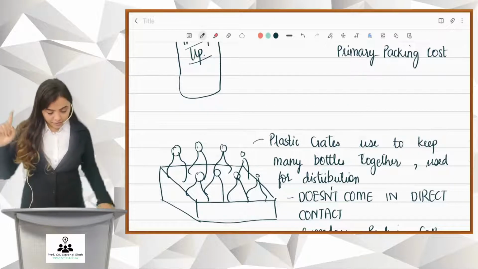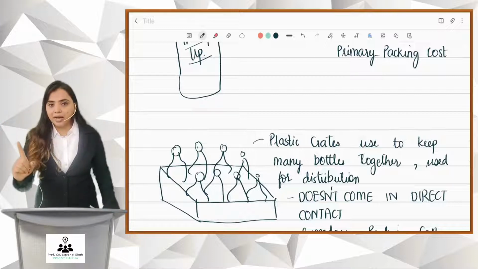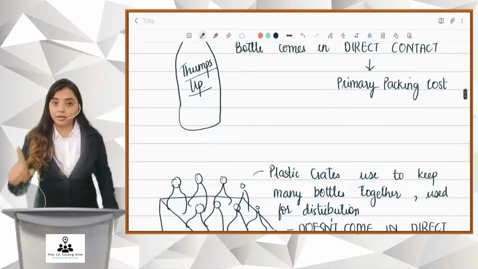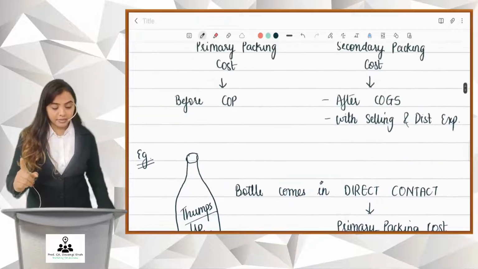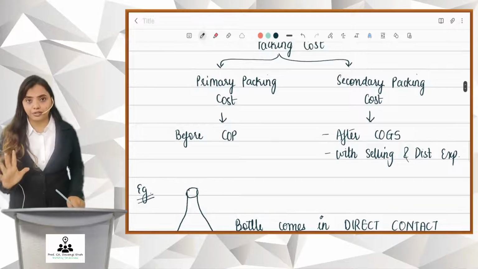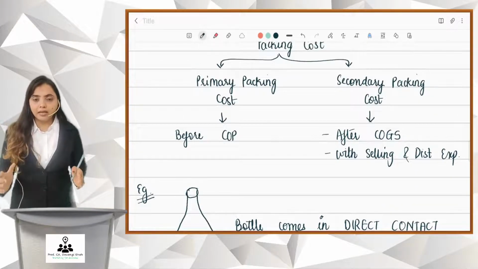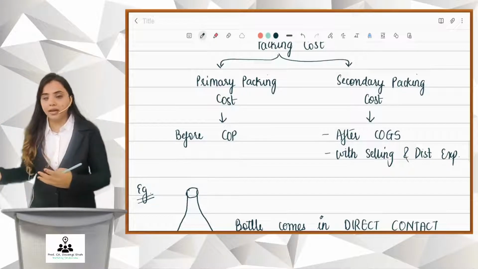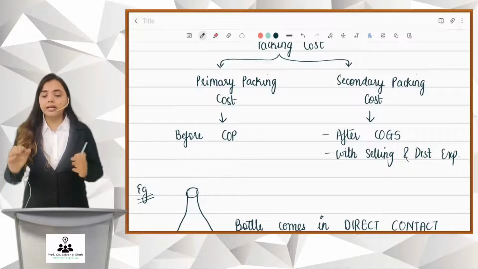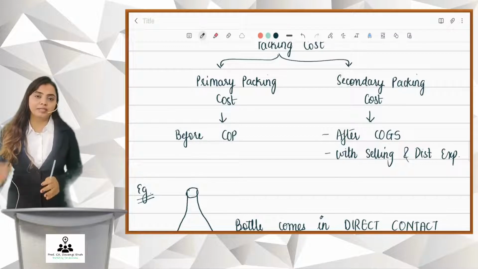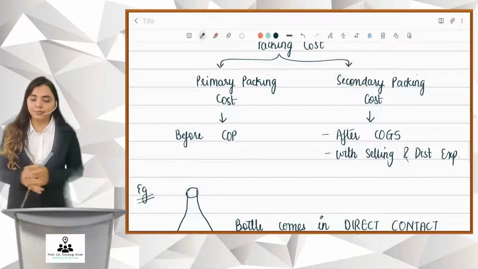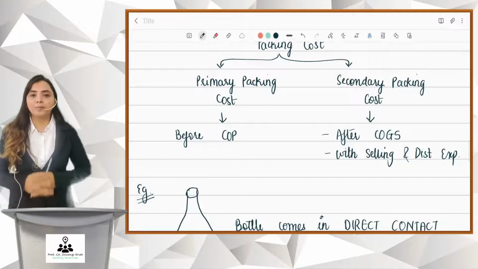Okay, friends, remember this: primary packing cost comes into direct contact with the product, and hence it is included in your cost of production. But these plastic crates are useful when you sell the product, when you distribute the product. Hence, they are taken with selling and distribution expense, that is after cost of goods. So, friends, this is about the packing cost.